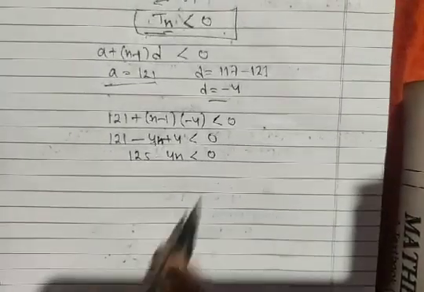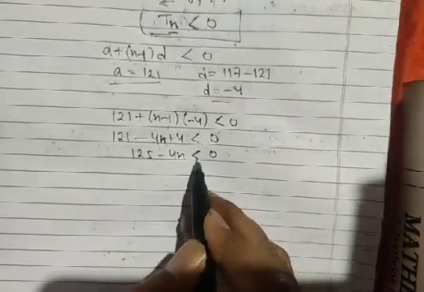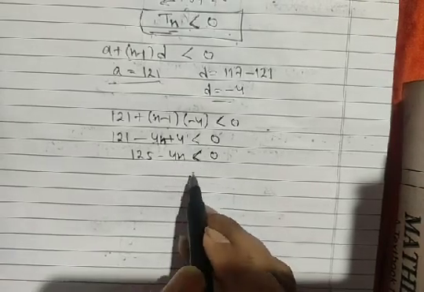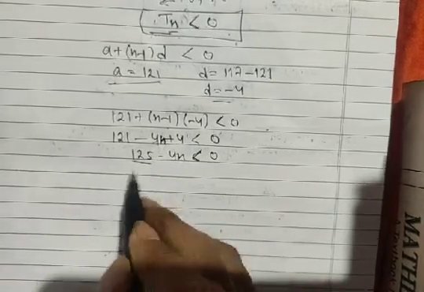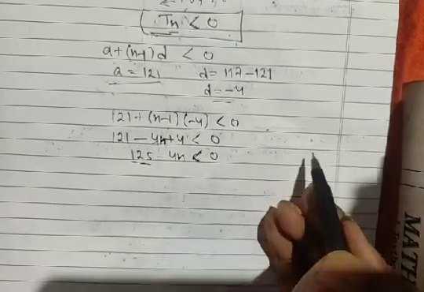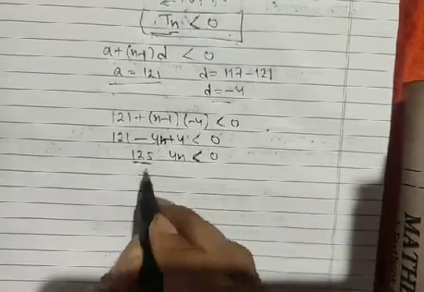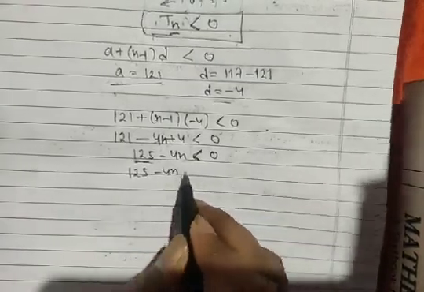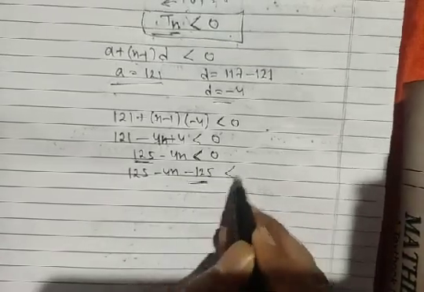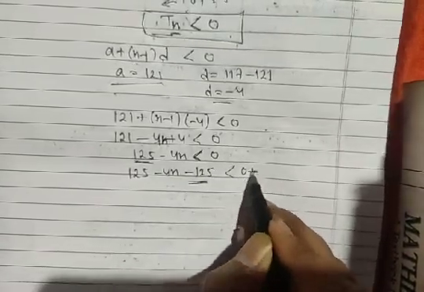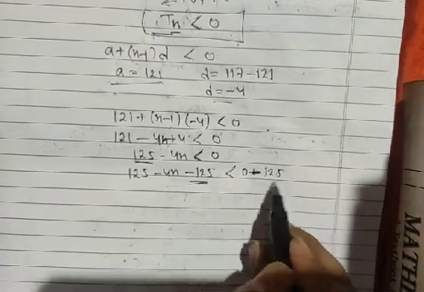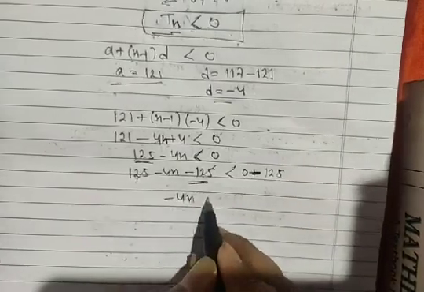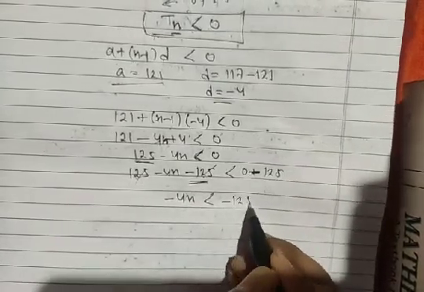Now listen carefully. This is not an equality sign, this is an inequality sign. To solve the inequality, we are not going to shift the 125; we move it to the right-hand side by adding minus 125 on both sides. 125 minus 125 cancels out, and we have minus 4n is less than minus 125.